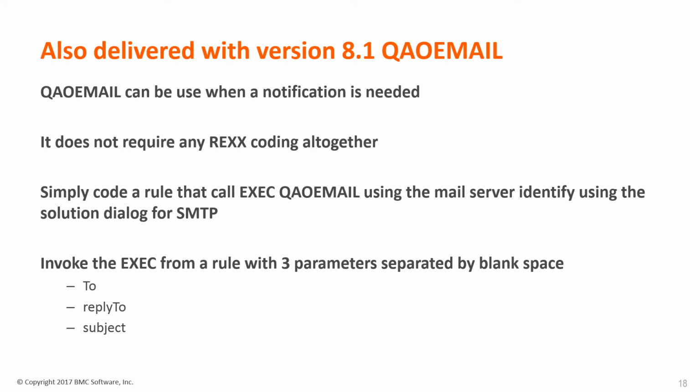Another email capability that was delivered recently with AutoOperator is the ability to use QAO email directly from your rule. You can do this without having to code any exec altogether. You will just pass the email to, the reply to, and the subject of the email on the exec call in the rules processor.